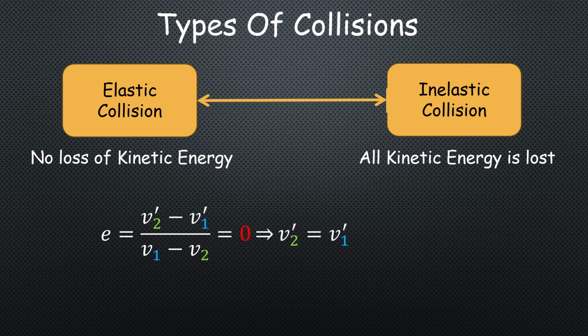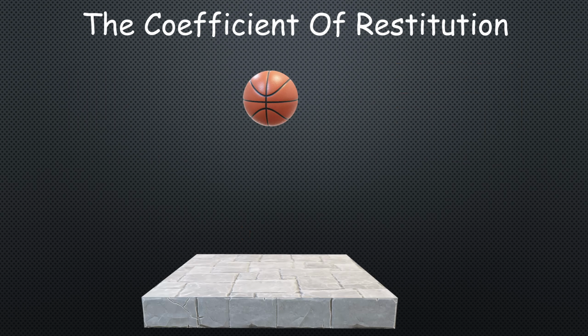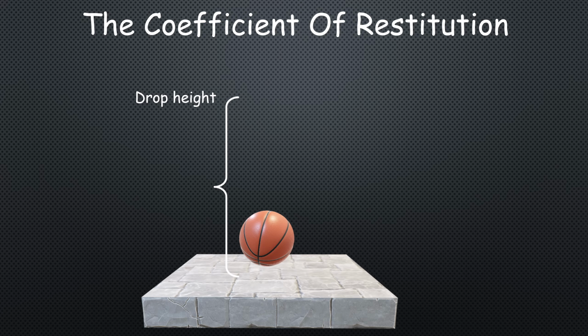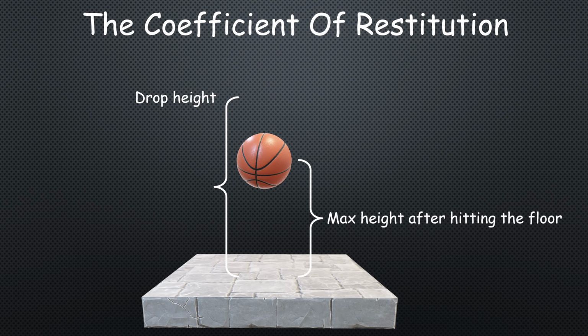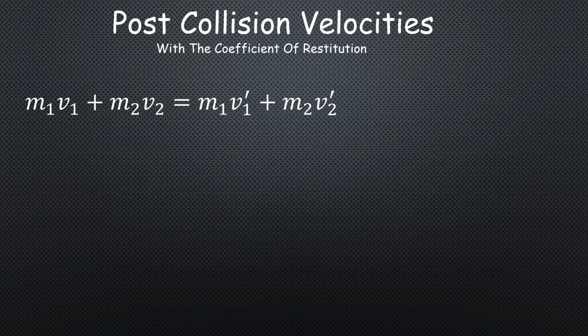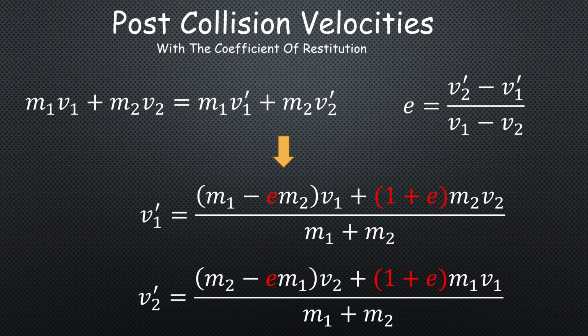The coefficient can be measured empirically, for example, by dropping a ball and taking the ratio between the height from which it was dropped and the maximum height that it reached after hitting the floor. Here's an example of a few cases. Given the equation that we have seen based on the conservation of momentum and the equation of the coefficient of restitution, we can derive the post-collision velocities as follows.